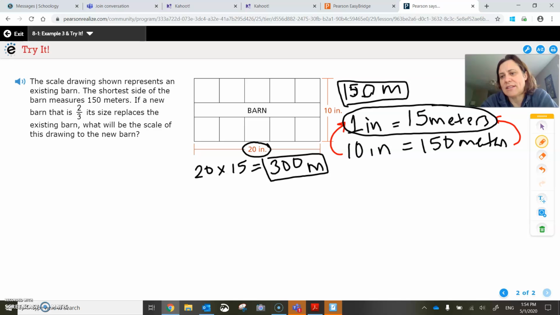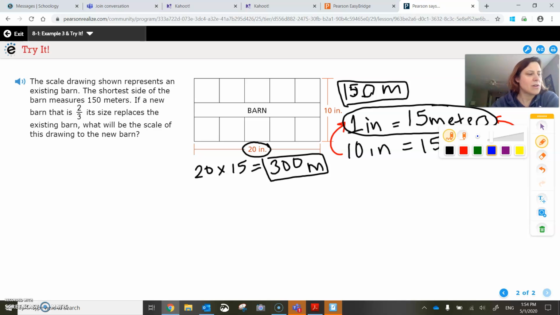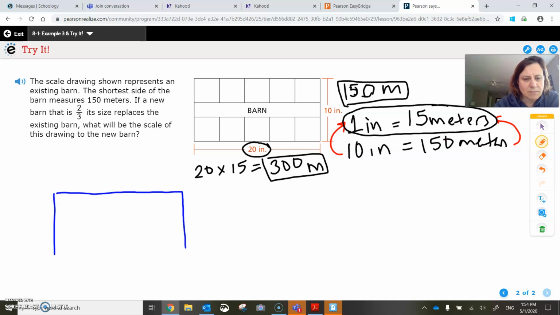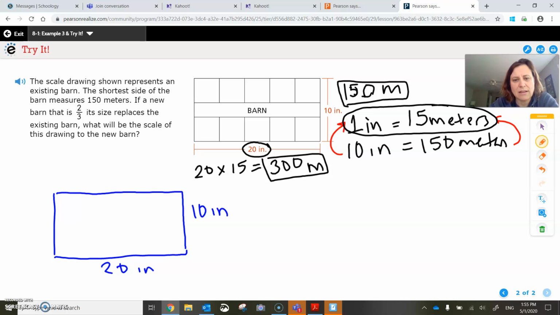So now they want us to find the scale for if this drawing was the new barn and the new barn is smaller than the old barn. So an inch is going to be less than 15 meters. So I'm going to change some colors here so you can follow along. I'll change it to blue. I'm going to redraw it down here so that we don't get them confused. This side is still 20 inches. This side is still 10 inches. And they've said the new barn is going to be 2/3 of its size.